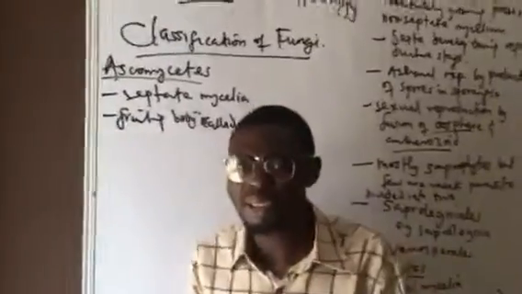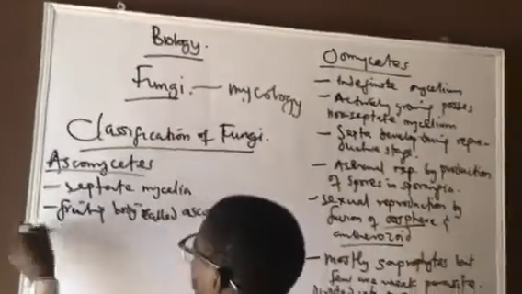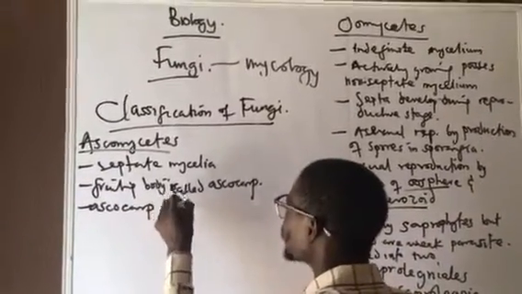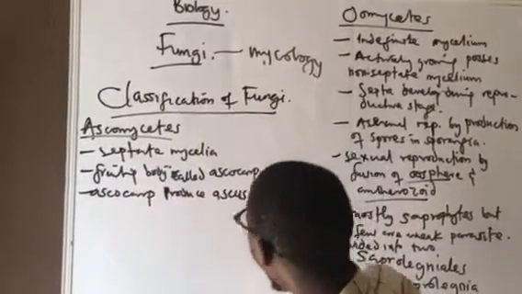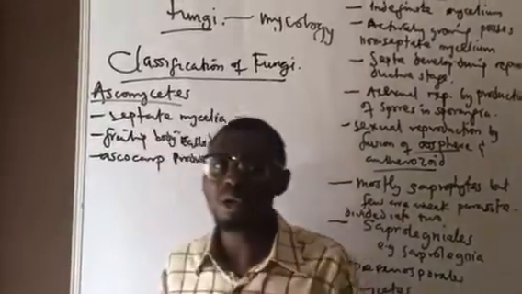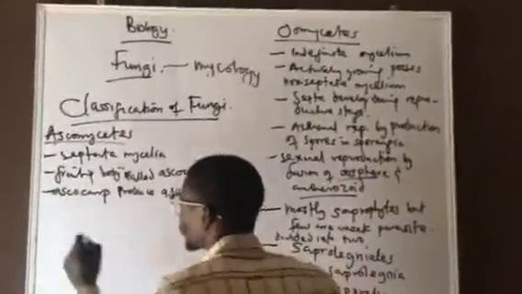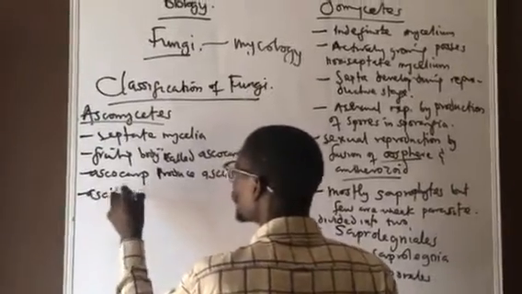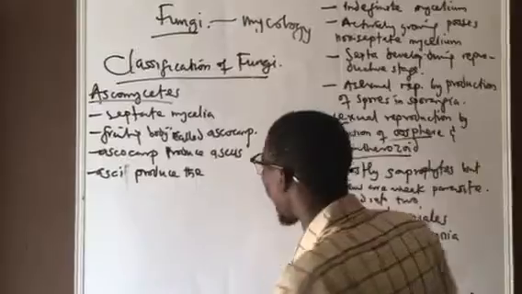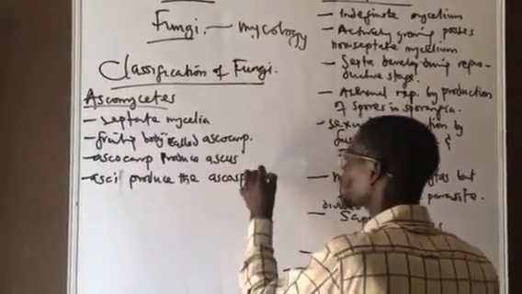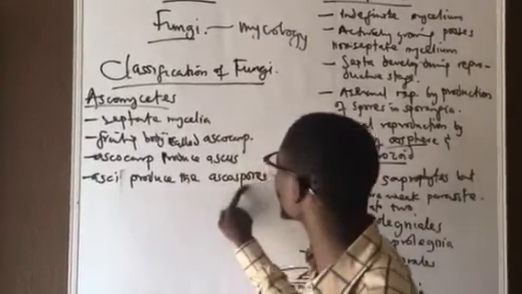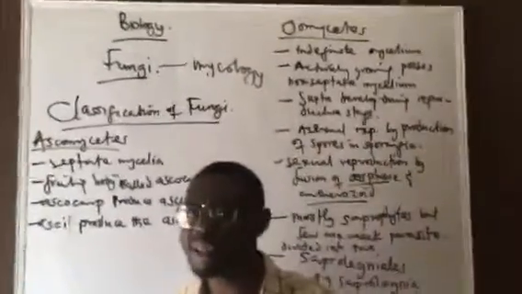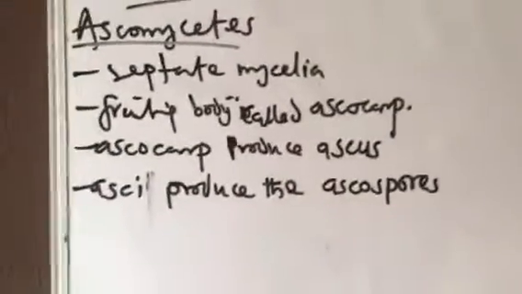The ascocarp is elaborate and it produces a sac called the ascus, in plural asci. This ascus is the one that houses the spores. The asci produce the spores, and the spores are called ascospores. They are the spores produced by Ascomycetes. These spores give rise to another organism.